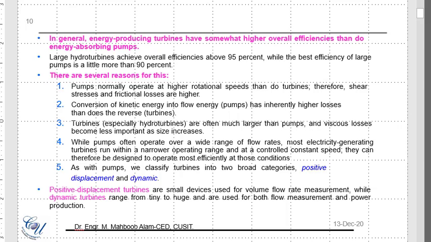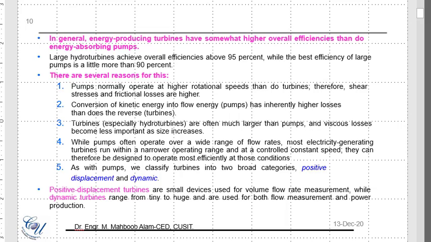For example, turbines, and specifically hydro turbines, have almost 95% efficiency. And the best efficiency that we can get from the energy absorbing devices, for example pumps, is around 90%. The major reasons for this are the following. The one is because of the speeds.